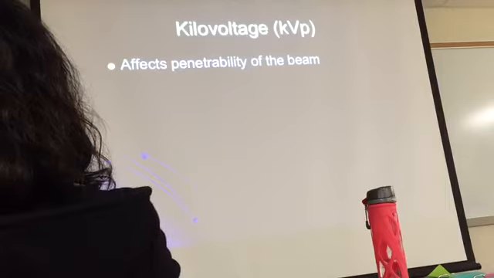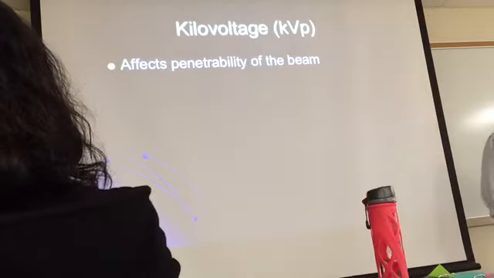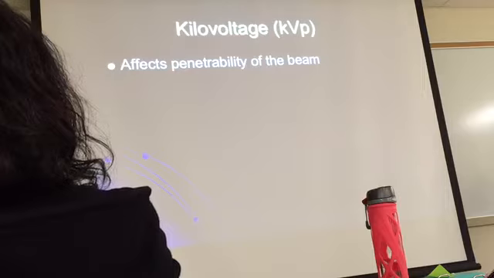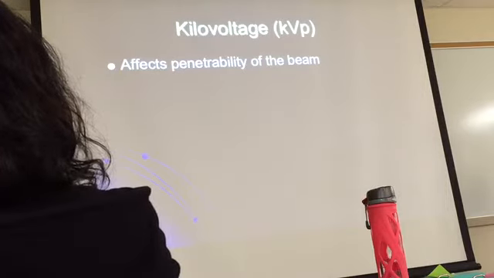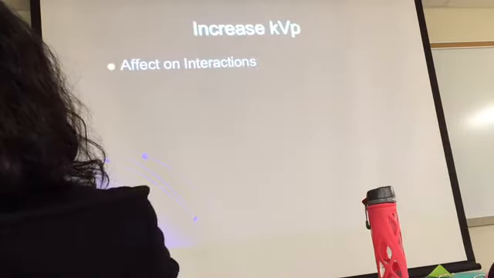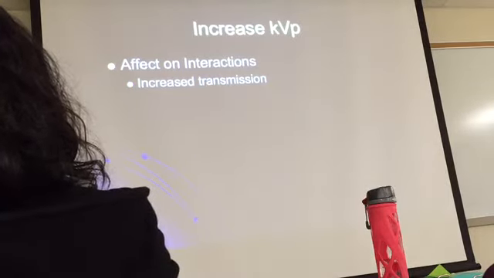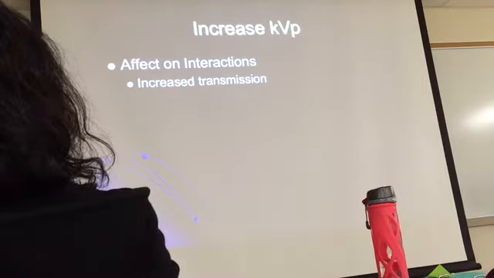All right, kilovoltage. If we think of KVP, kilovoltage affects the penetrability of the beam. So what do you do when you have a thicker part? You increase KVP, right? So you have enough penetrability. And what happens when we increase KVP? It affects interactions, right? You have more penetrability, which means more X-rays are going to go right through it. Increased transmission, that's what we call it. More will go through: more transmission, no interaction.